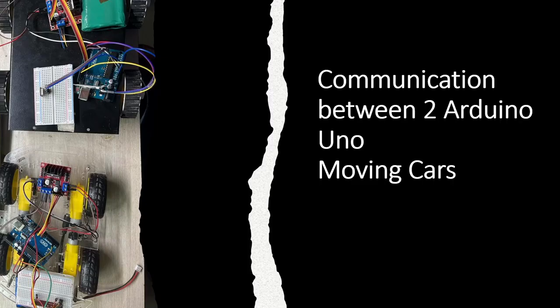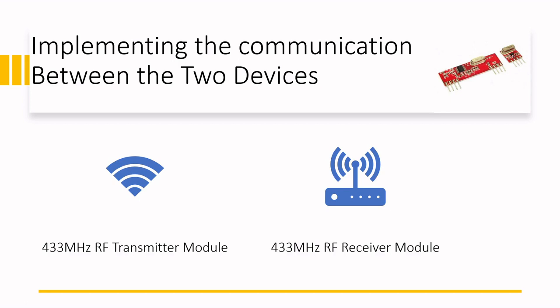This time we are going to set up a communication between two Arduino cards. For the communication we are going to use 433 MHz RF transmitter and receiver modules.